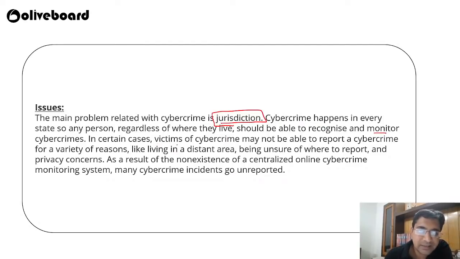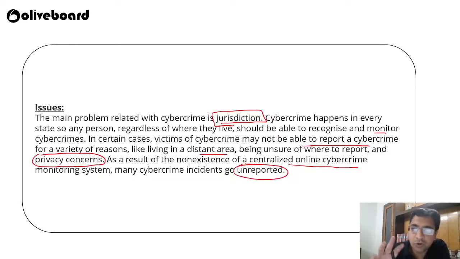In certain cases, victims of cyber crime may not be able to report because they may be living in a distant area, rural areas, very deep inside the forest. Sometimes people also have a privacy concern. They do not want to share proper data about themselves, so if something happens to them, they normally do not report the case. As a result of the non-existence of a centralized online cyber crime monitoring system, many cyber crimes go unreported.